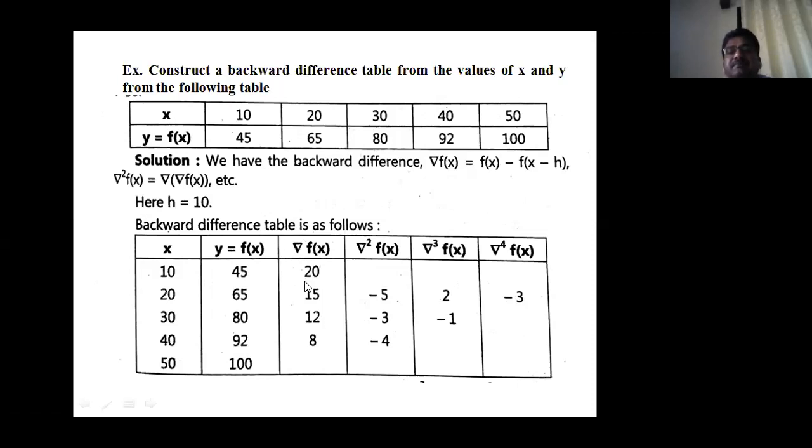The procedure of preparing the backward difference table and forward difference table is the same. Then this minus this: 15 minus 20 is minus 5, 12 minus 15 is minus 5, 8 minus 12 is minus 3. Then again the next column: minus 3 minus minus 5, minus minus becomes plus, 5, that is 2. Then this number minus this number is the next entry. Then minus 1 minus 2 becomes minus 3. So this is the backward difference table.